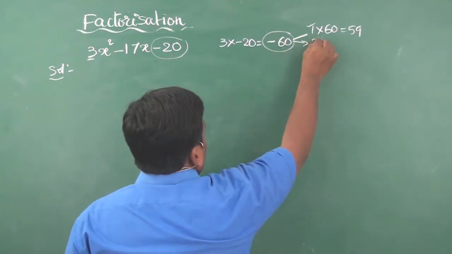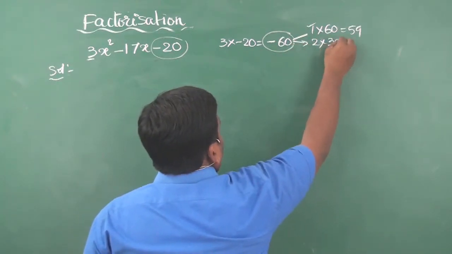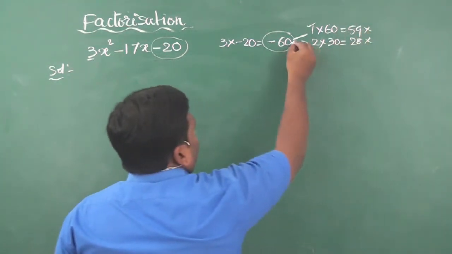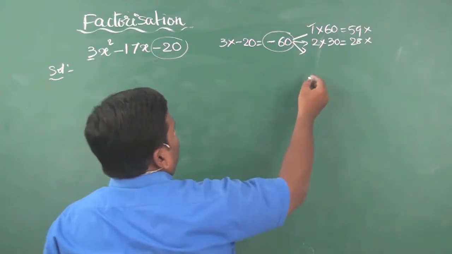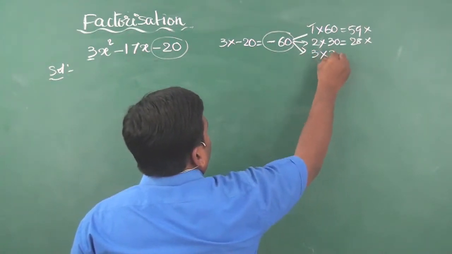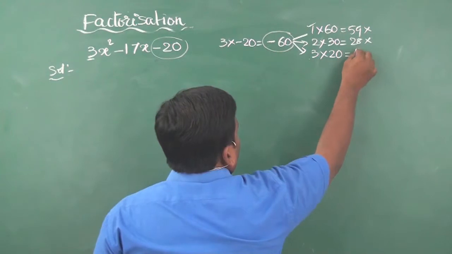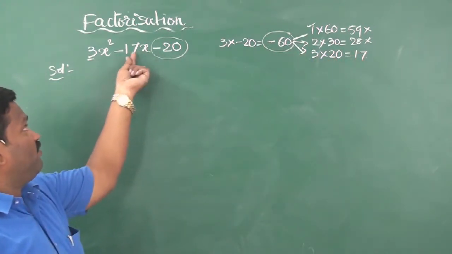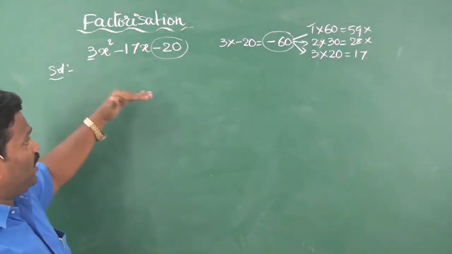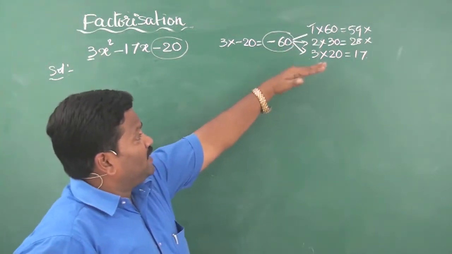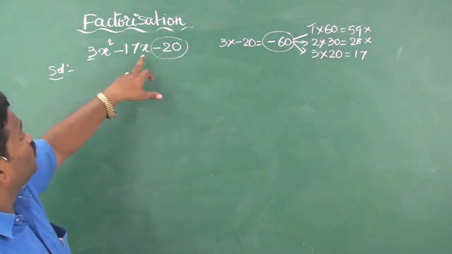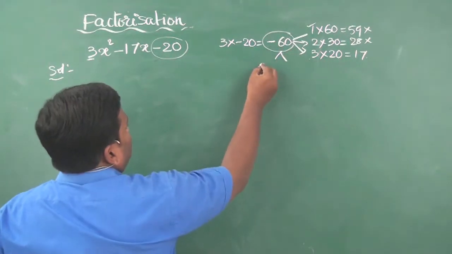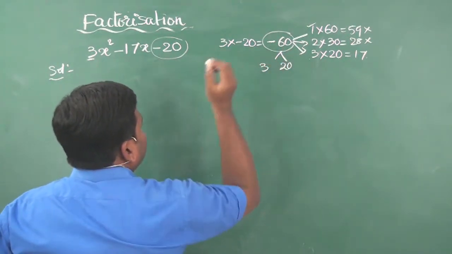Then go for the second. 2 into 30. The difference is 28. This is also not appropriate. Then go for 3. 3 into 20. The difference is 17. The 17 is equal to the coefficient of x. Therefore, what are the appropriate factors of 60 so that the difference of the factors is equal to the coefficient of x? The factors of 60 are 3 into 20.